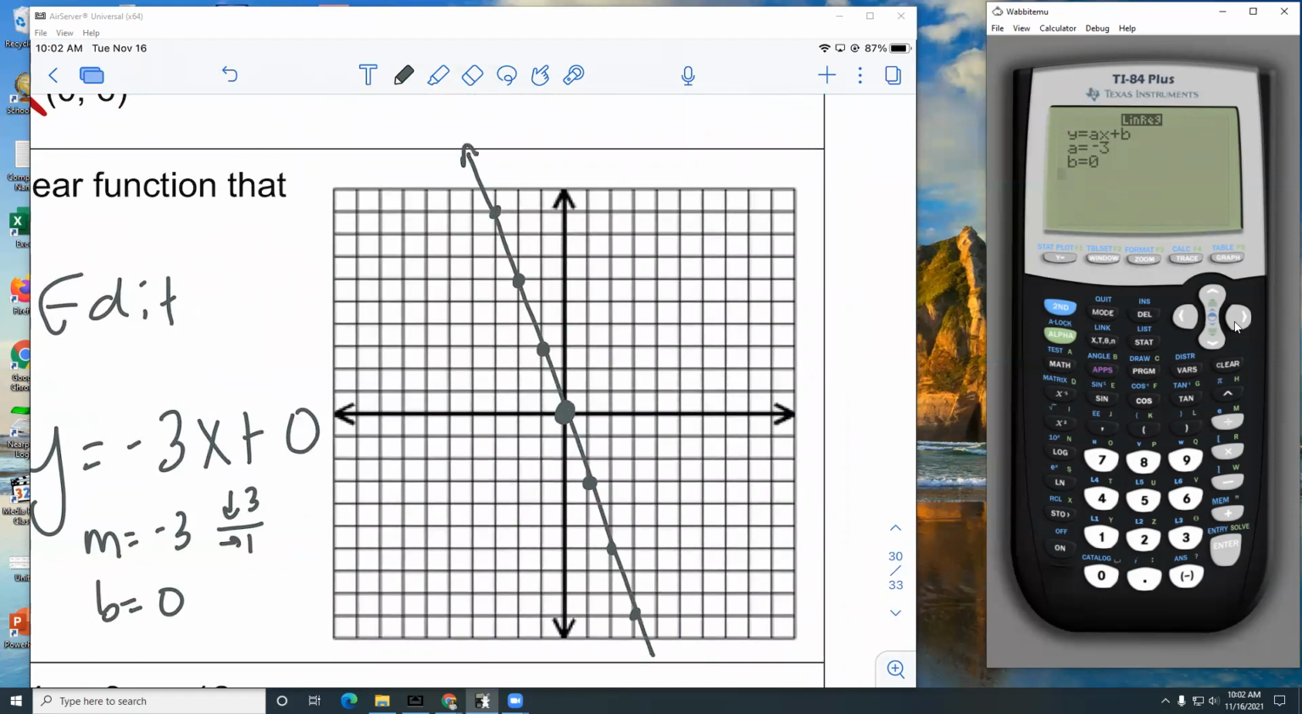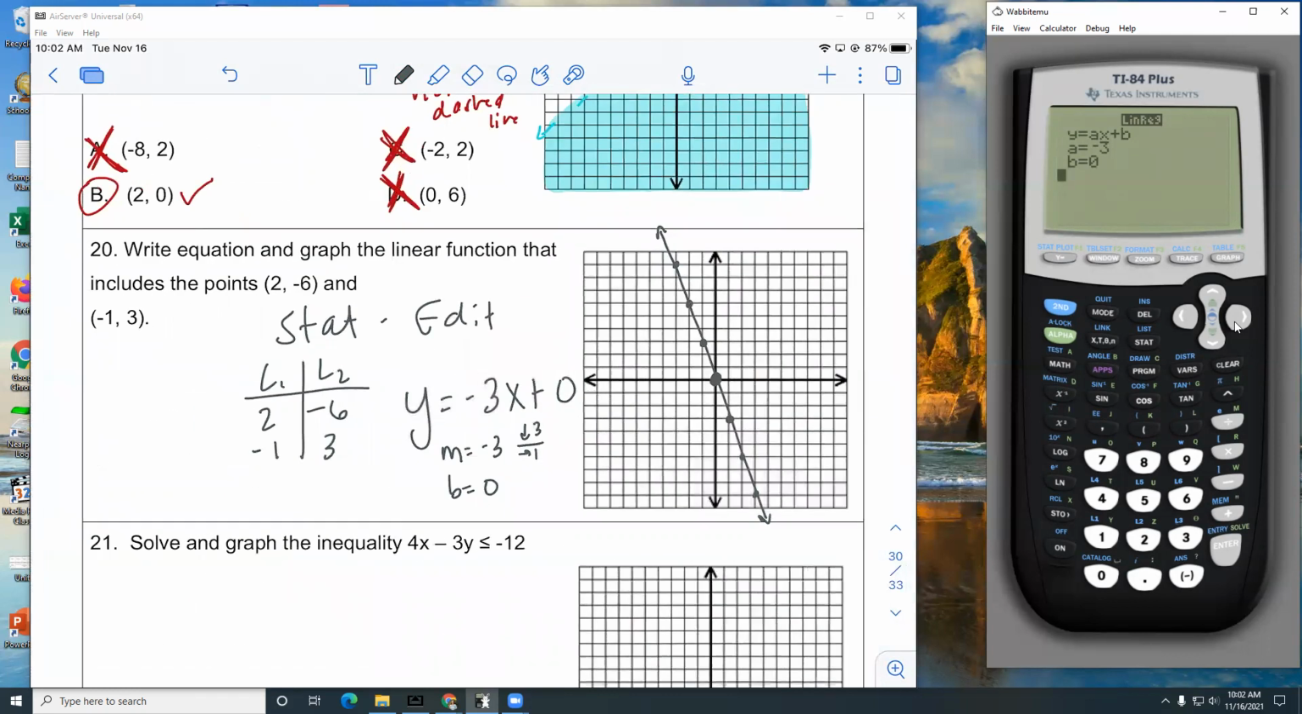And guys, this is just a line. This is not an inequality. So I am just graphing like normal.